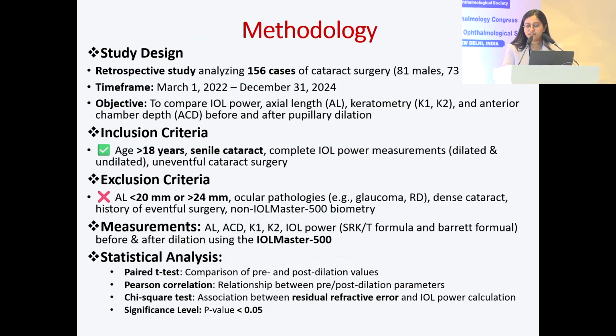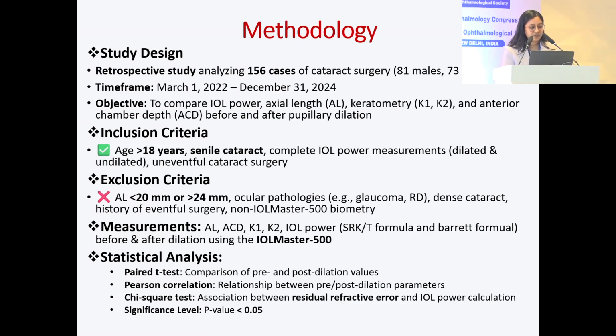So this is my study. We selected 156 cases of cataract surgery, and we compared the IOL power measurements, axial length, keratometry values, and anterior chamber depth before and after pupillary dilatation in the same patient. Inclusion criteria included more than 18 years of age, senile cataract, complete IOL power measurements available in both dilated and undilated states, and uneventful cataract surgery.